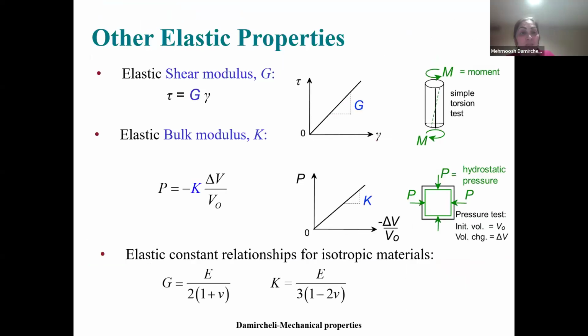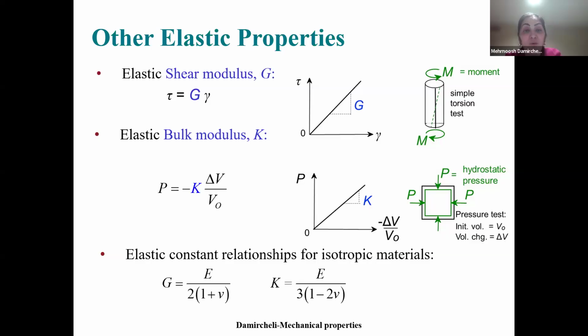Other elastic properties are shear modulus G, bulk modulus K, and the relation between E, G, nu, or E, nu, and K. What is shear modulus? Shear modulus is G, the same as Hooke's law that we have between normal stress and normal strain. We have it between shear stress and shear strain: tau is shear stress, gamma is shear strain, and in the elastic region, they relate to each other as tau equals G gamma.